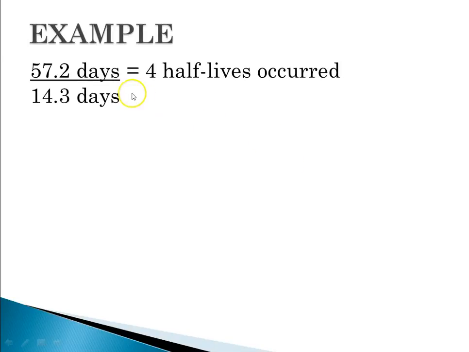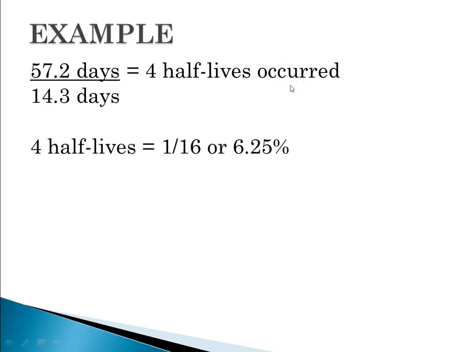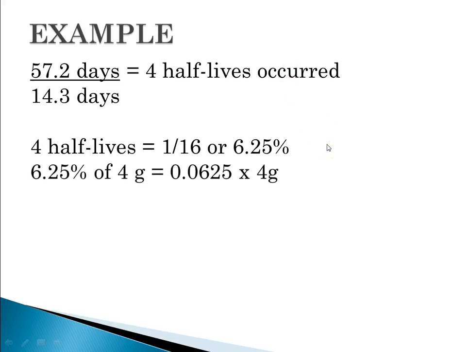So here, what I'm doing is I'm saying the time elapsed, 57.2 days, divided by the half-life, which is 14.3 days, equals 4. So 4 half-life decays have occurred. So 4 half-lives is equivalent to 1/16, or 6.25% of the original amount. So if you take 6.25% of 4 grams, or 0.0625 times 4, you end up with 0.25 grams remaining.